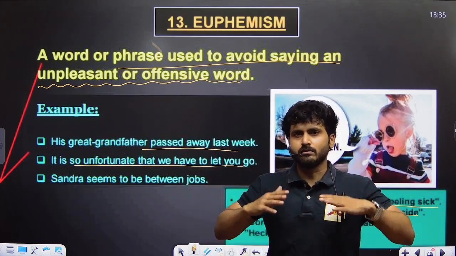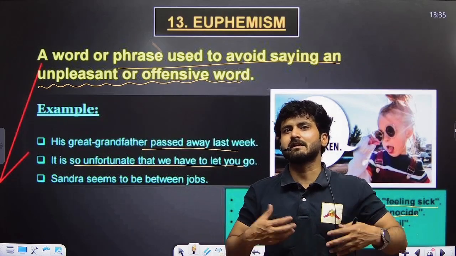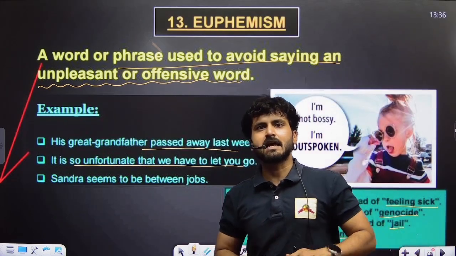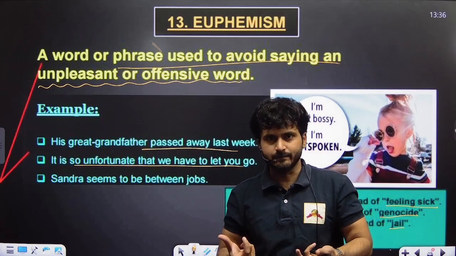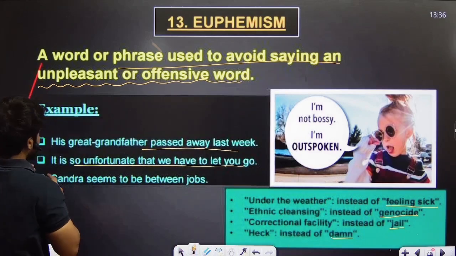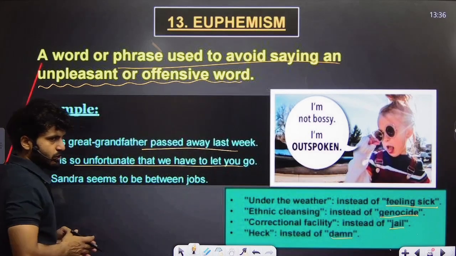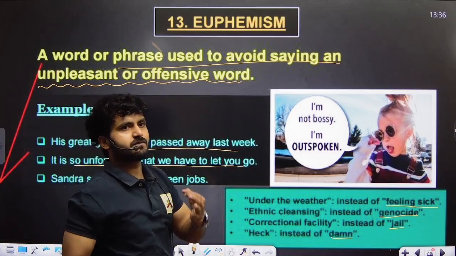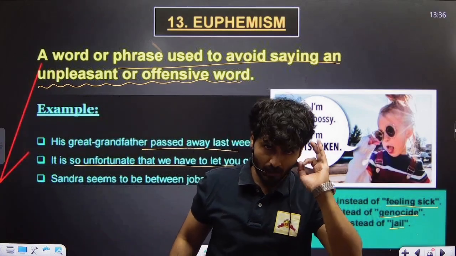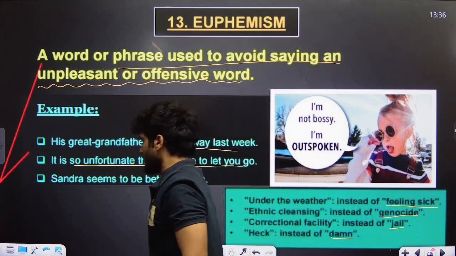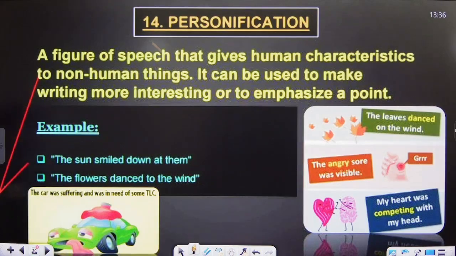In most of these cases, these are the same kind of things which are giving us negativity. It does not matter. What matters is the way of speaking, the way of communicating. So therefore euphemism comes into play. Like, Sandra seems to be between jobs. बहुत busy रहती है, तो be between jobs. So euphemism is that literary device which allows you to say certain harsh words in a more pleasant way. That is all. That is the case for euphemism.